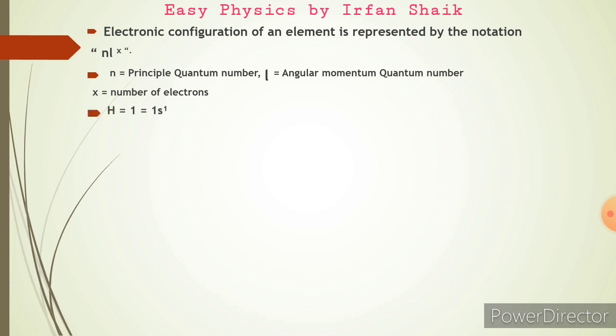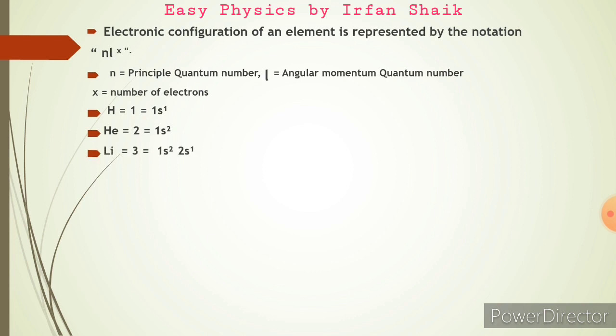See, the first element is hydrogen. Its atomic number is 1. That means hydrogen has 1 electron. So that 1 electron is present in the 1s orbital of hydrogen. So its configuration is 1s1. The second element is helium. Its atomic number is 2. That means it has 2 electrons. So the electronic configuration will be 1s2 here.